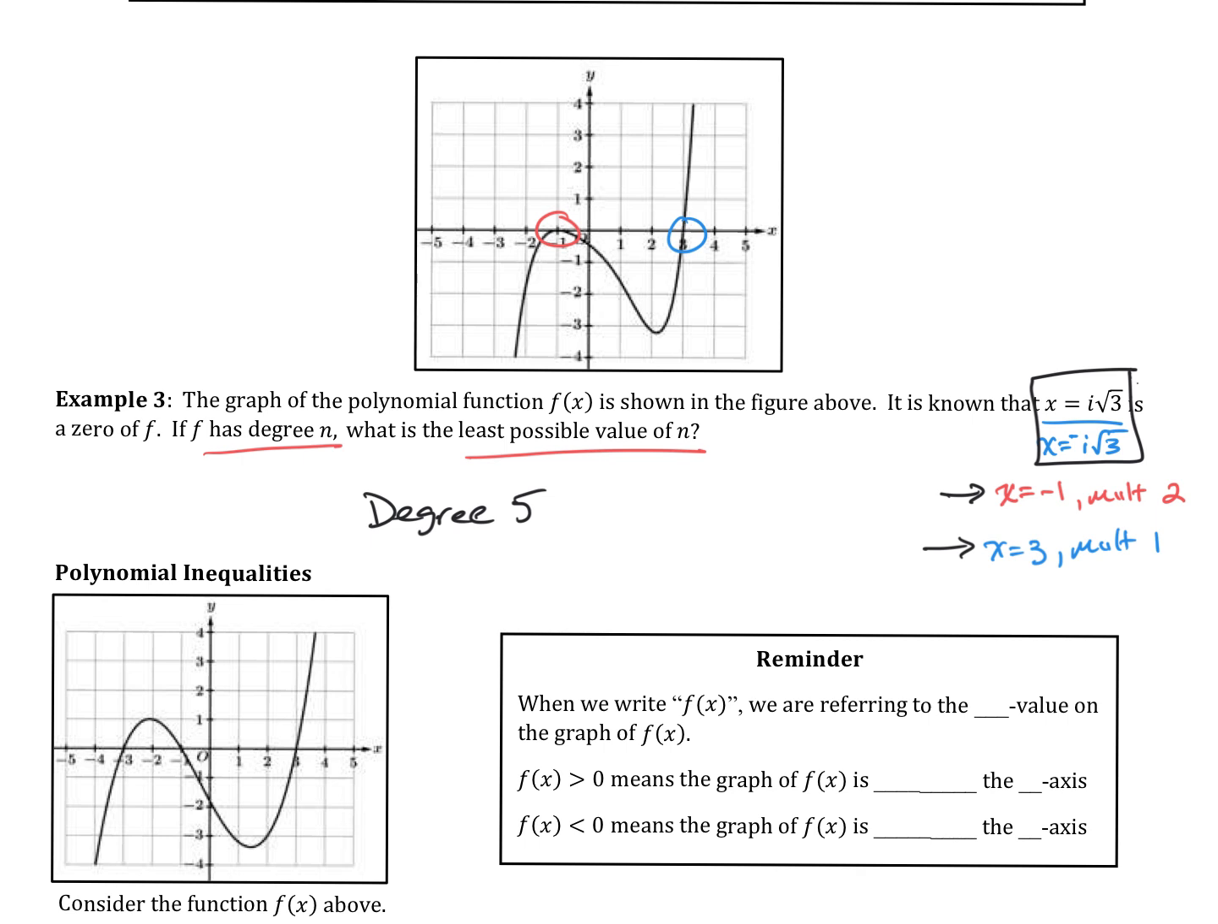5. Now, could it be a 7? Sure. Could it be a 9? Yes. Could it be a 6? No, it cannot be a 6.